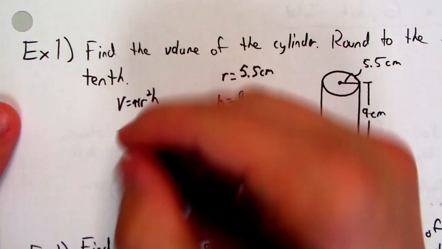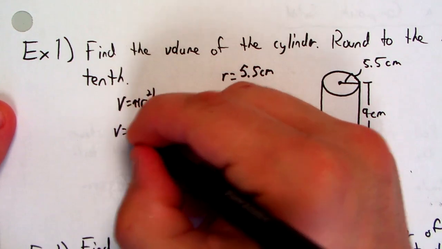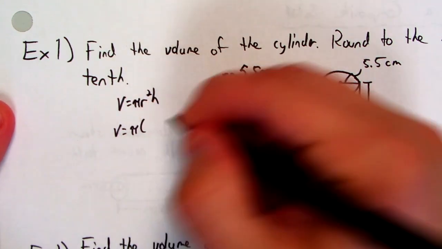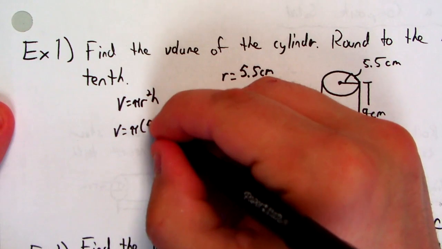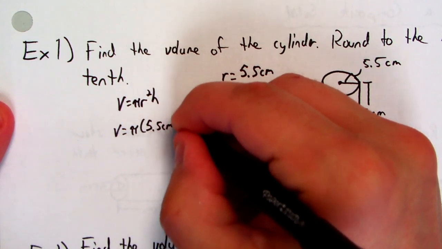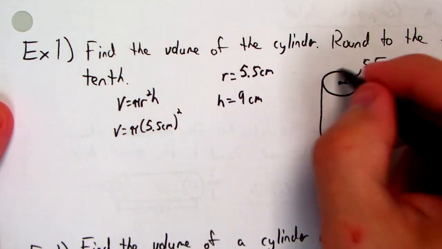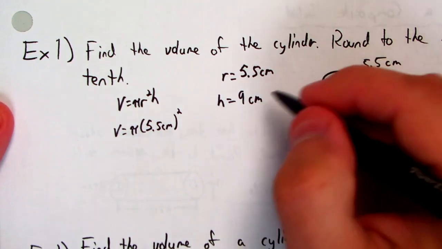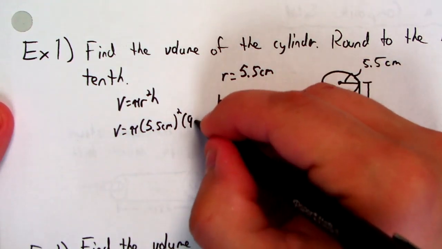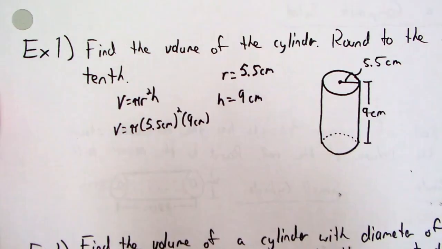So as I start substituting these values in, I have volume of pi. R is 5.5 centimeters, and we're going to square that because that's the area of the circle here. And then the height is 9 centimeters. So what I'm going to do is use the calculator here, and I'm going to go through this step by step, showing you where each button is and how to use it.